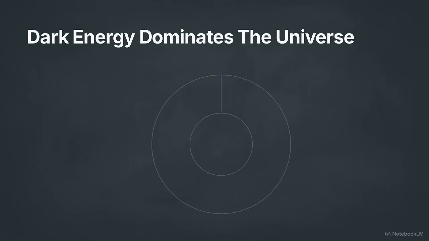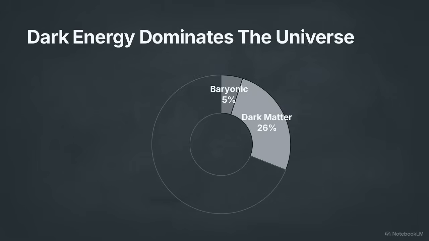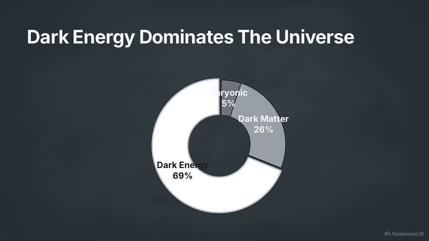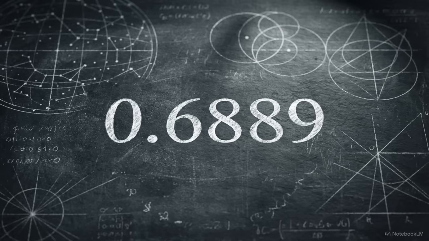This diagram illustrates the standard model of our universe's energy density. We see baryonic matter, dark matter, and taking up the vast majority of the space, roughly 69%, is dark energy. That specific dark energy fraction is not a loose estimate. It is an incredibly precise number derived from an overlapping consensus of modern astrophysics.